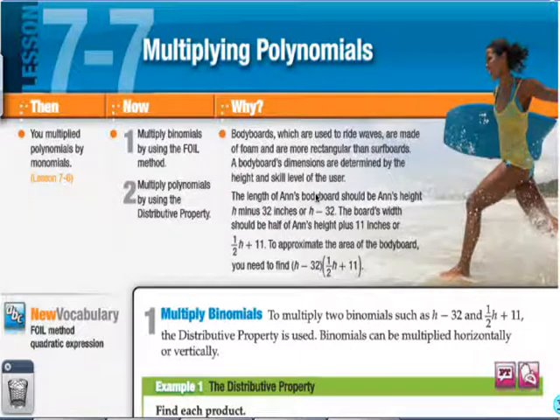Welcome to the notes on multiplying polynomials. Okay, so we've looked at polynomials times monomials. Now we're going to actually look at binomials times each other using a method called FOIL, and we're also going to look at how to do it using the distributive property. And I'm actually going to show you a couple other ways also.